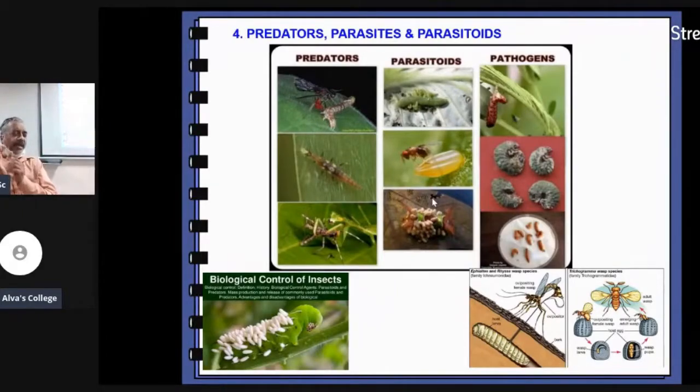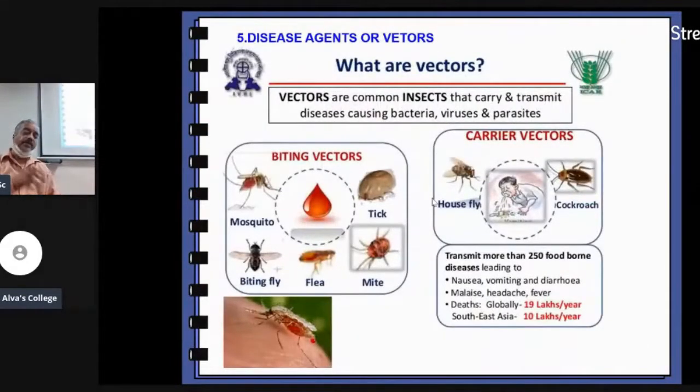Now, what are pathogens? Pathogens are again very small microscopic organisms like bacteria, viruses, fungus, and protozoans, which can kill large-bodied creatures. So insects play a very definitive role in all these categories of parasitism. They act as predators, they serve as parasites, they serve as parasitoids, and they can also be linked to pathogenic microorganisms which they carry on their body.